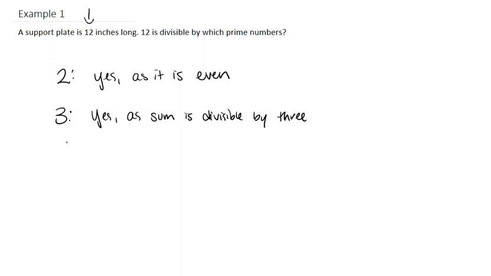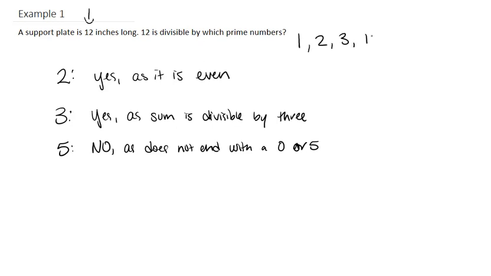Then we can look at 5. This is no, as it does not end with a 0 or a 5. 7, it can't be done. 11, it can't be done. So we see that the prime numbers that it is divisible by are 2 and 3. And also 1 and 12, of course, so we have 1, 2, 3, and 12 as the divisors.